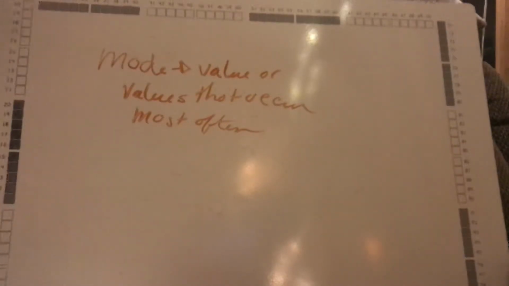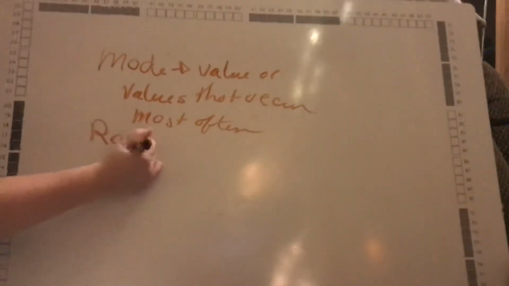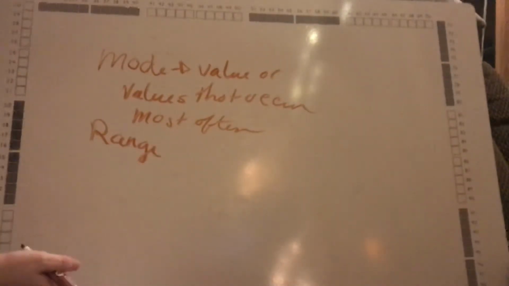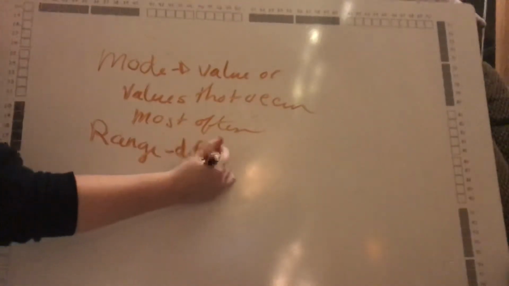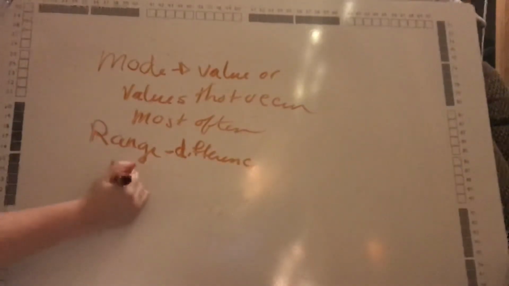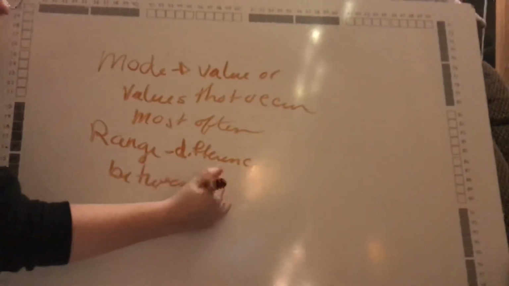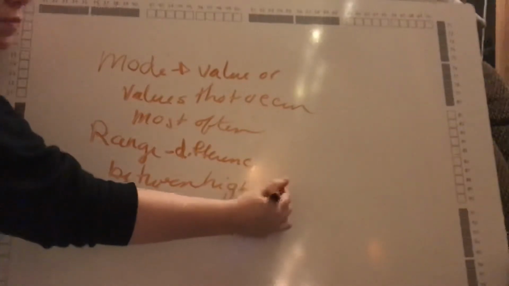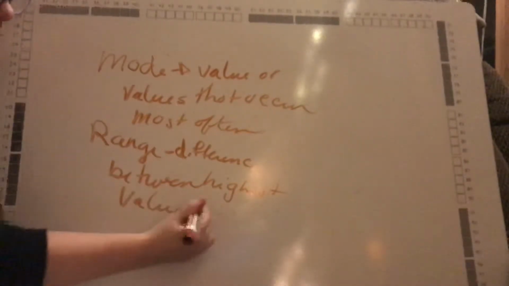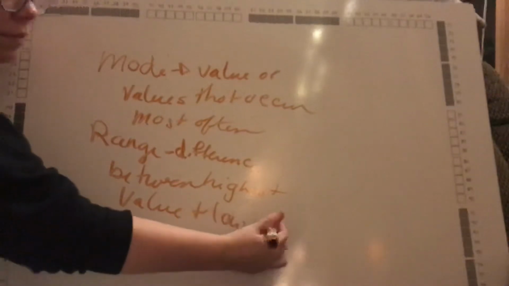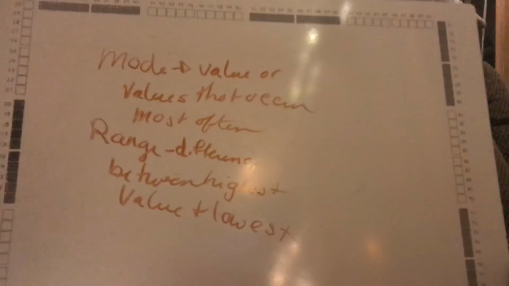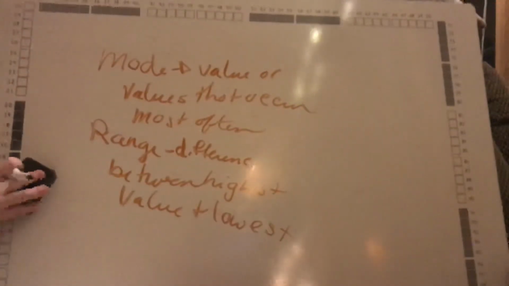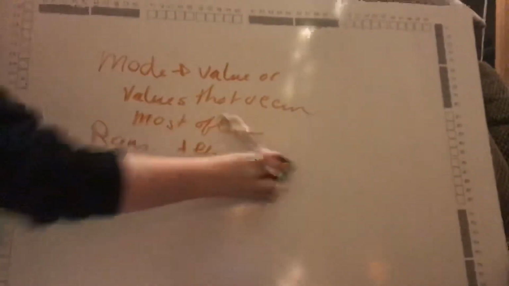go through our examples. And then range is the difference between the highest number and the lowest. So it's taking the highest number in a set of data numbers and subtracting the lowest. Okay, so let's look at an example to find all of these.